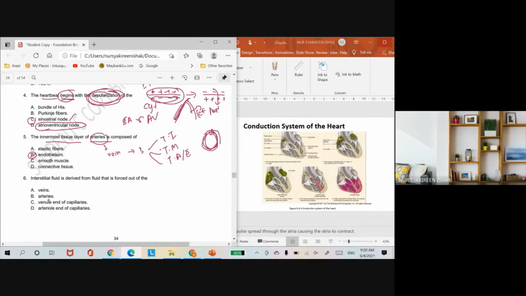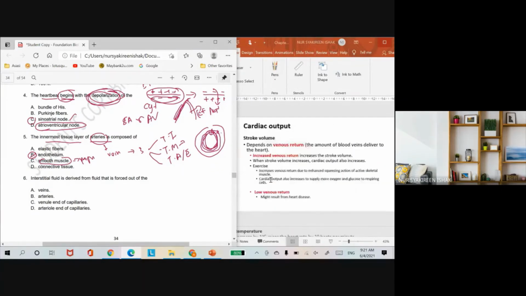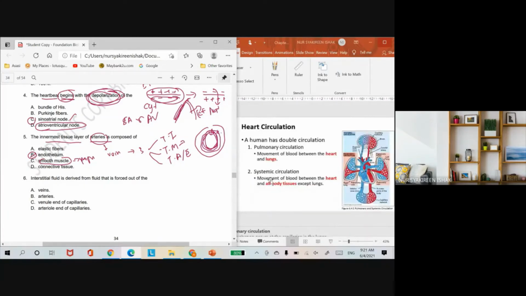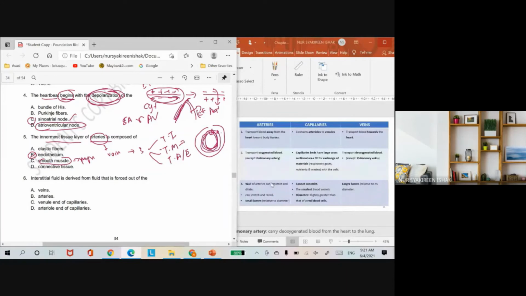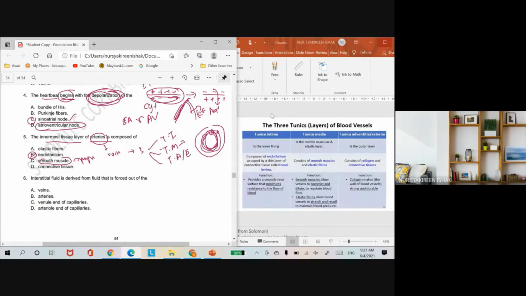Outside of the tunica intima, you have a thin layer called the basal lamina before it enters the tunica media. The tunica media is composed of smooth muscle. If you look at your notes, it is in this part. When you look at the question, you should be able to know where exactly in the notes you should find the answer. So, 3 tunic layers of blood vessels: tunica intima, tunica media, and tunica adventitia or externa.